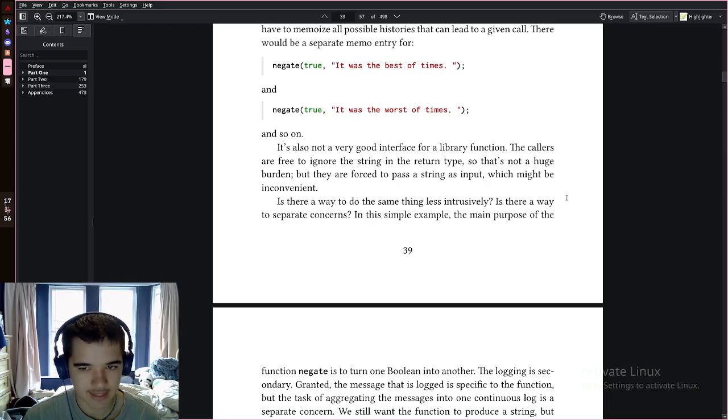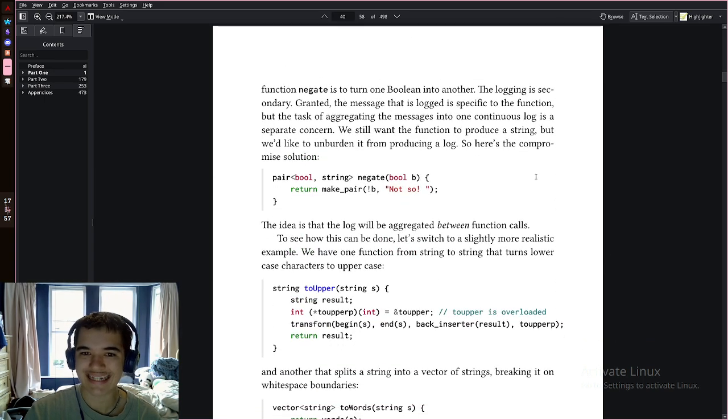Is there a way to do the same thing less intrusively? Is there a way to separate concerns? In the simple example, the main purpose of the function negate is to turn one boolean into another. The logging is secondary. Granted, the message that is logged is specific to the function, but the task of aggregating the messages into one continuous log is a separate concern. We still want the function to produce a string, but we'd like to unburden it from producing a log. So here's the compromise solution.